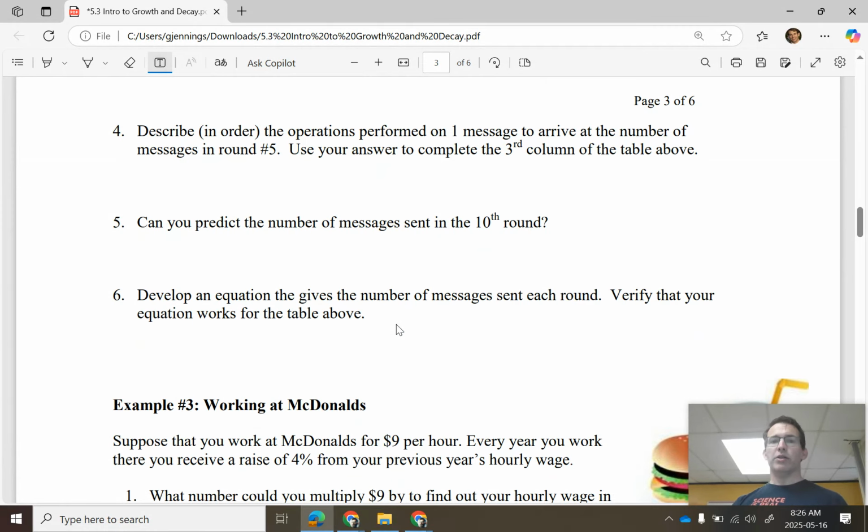So what did we do to one message? We started with one message, so there we go. We start with one message to arrive at the number of messages in round 5. Round 5 equaled 243 messages. How do we get there?